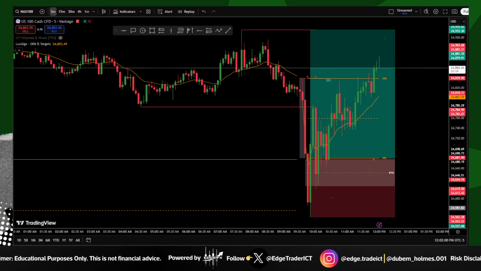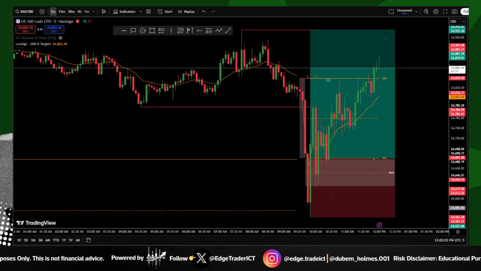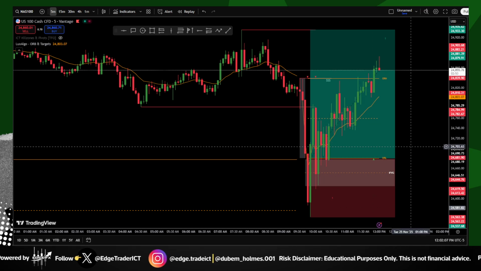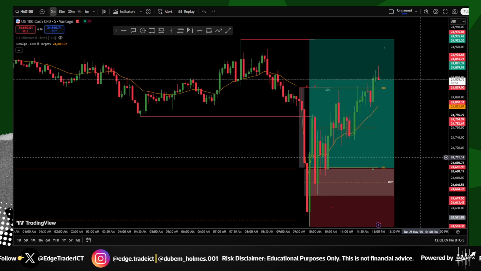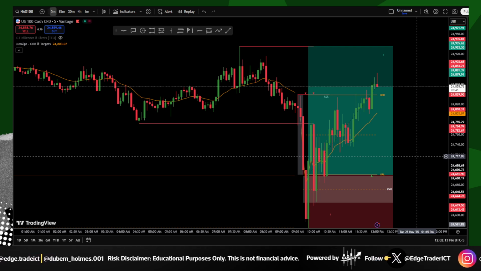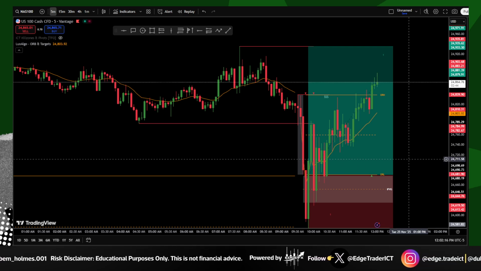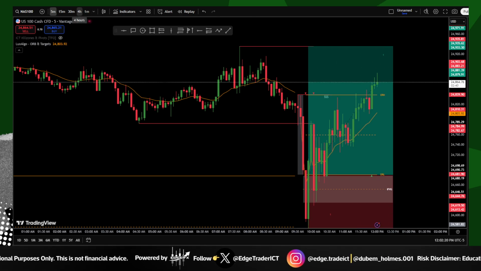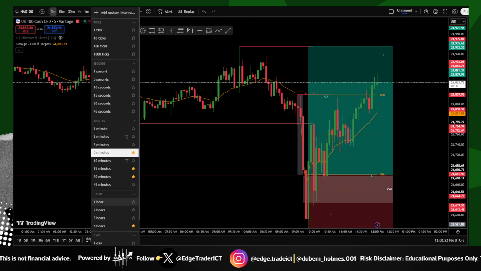Hey, how's everyone doing? Just wanted to do a quick trade recap of the trade that you're looking at right now. I've already closed most of my positions and I'm going to let the remaining positions ride to the final TP. But I wanted to do a quick breakdown so that everyone can actually see what goes on in my mind when I take this trade.